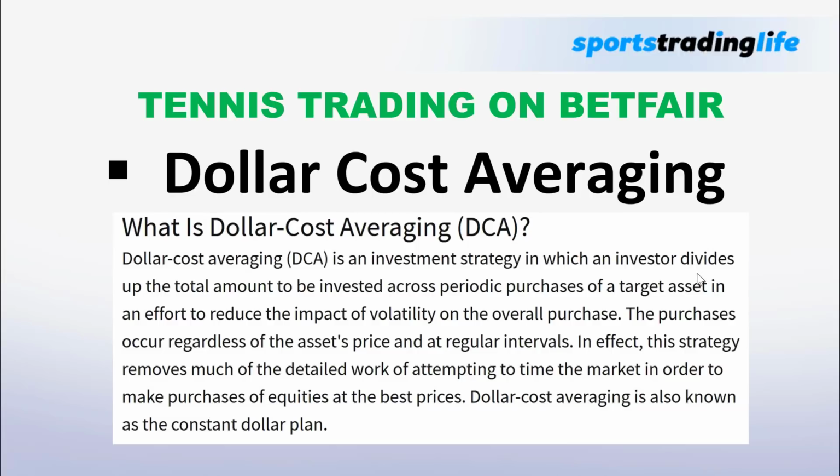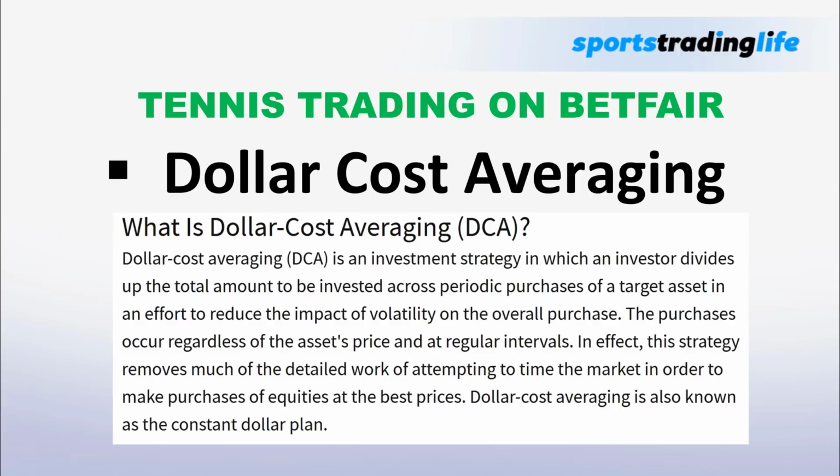But the main sentence here is: an investor divides up the total amount to be invested across periodic purchases of a target asset, in order to reduce the impact of volatility on the overall purchase. Now, applying that to tennis trading, it basically means we're going to be splitting our stake up and then entering the market at opportune times. So it could be that we're just splitting our stake up into two.